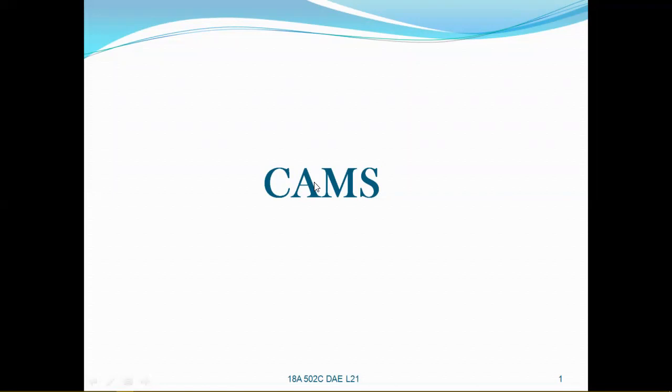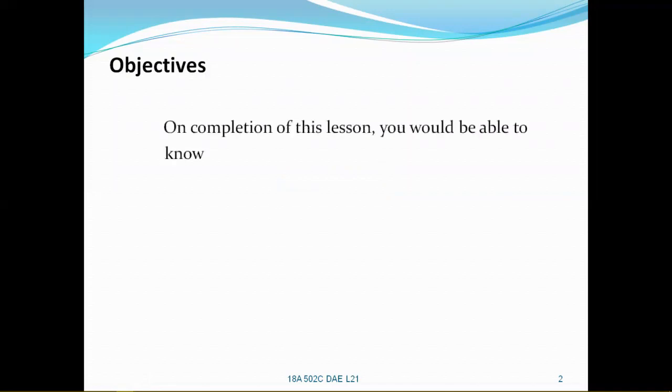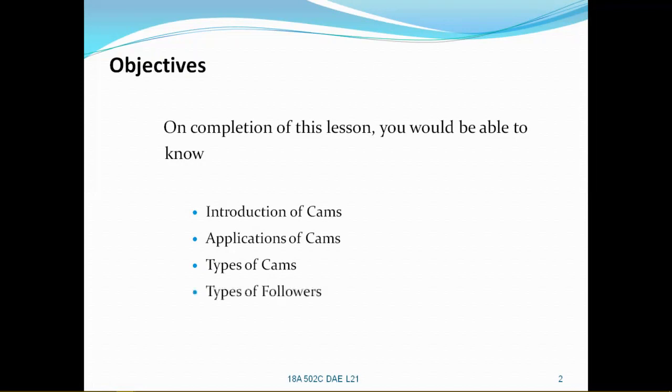In this lesson, we are going to discuss CAMs. Objectives of this lesson. On completion of this lesson, you would be able to know about the CAMs, applications of CAMs, types of CAMs, and types of followers.